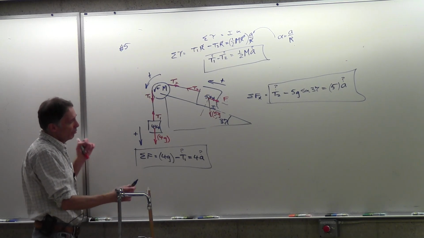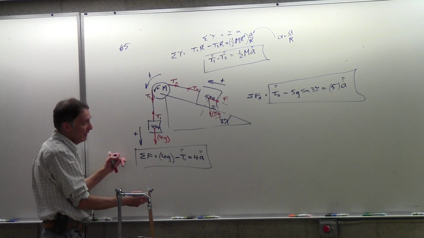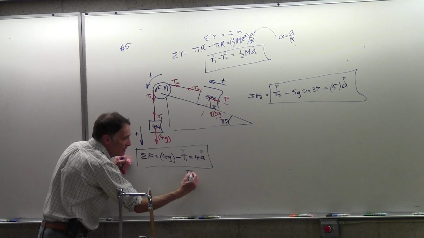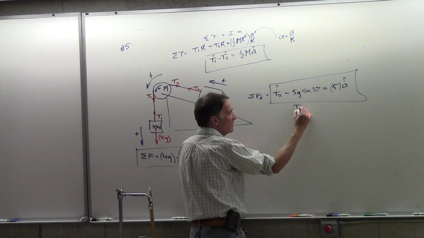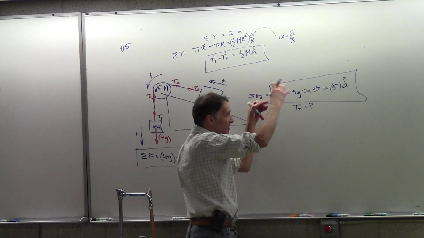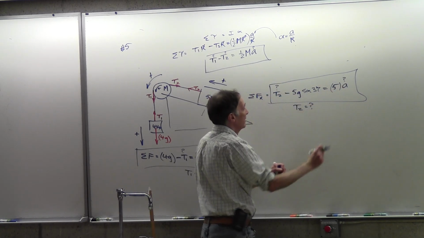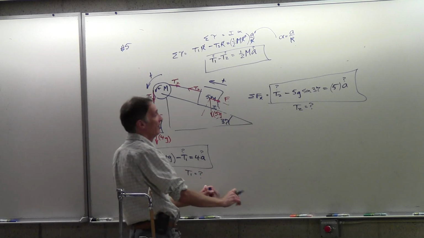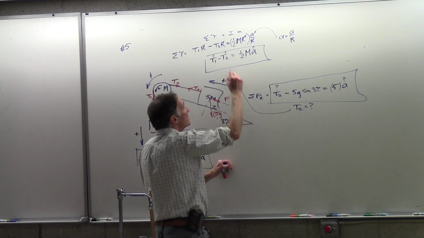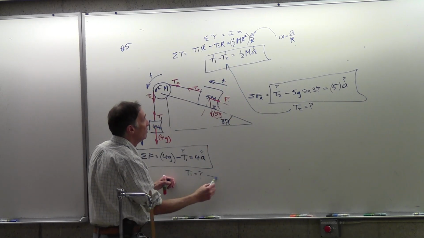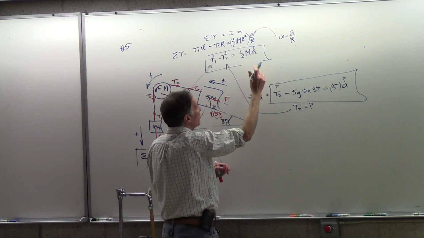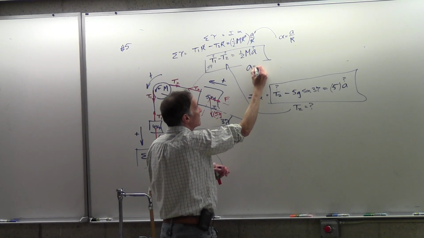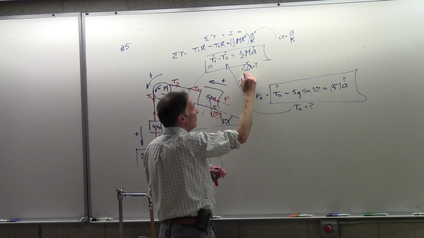Probably the best way to go about solving these simultaneously is to solve this one for T1 and this one for T2. Just arrange it so T2 is equal to something on this side and T1 is equal to something on that side, and then substitute it into this equation, and then you should be able to get what the acceleration is.